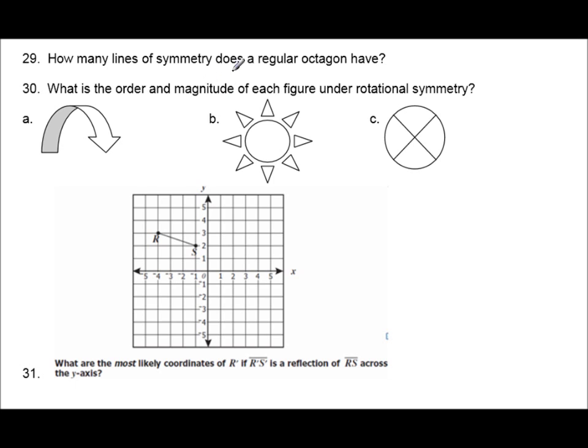Okay, number 29. How many lines of symmetry does a regular octagon have? The rule is that a regular polygon has as many lines of symmetry as it has sides. So if it's a regular octagon, it's going to have 8 lines of symmetry.